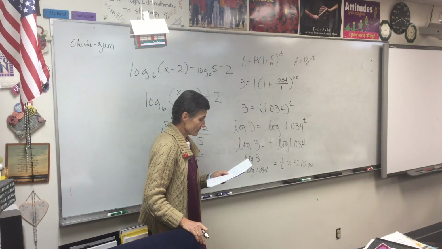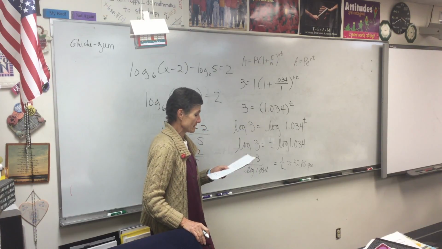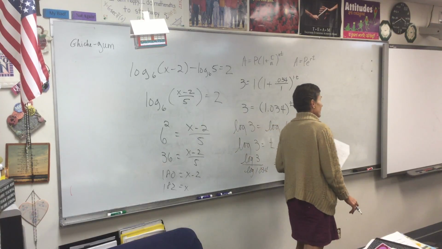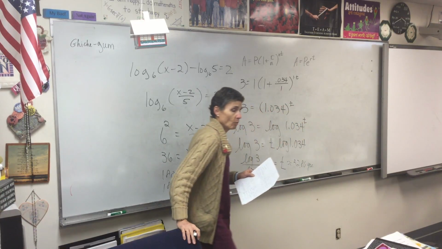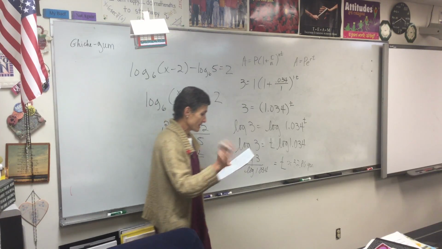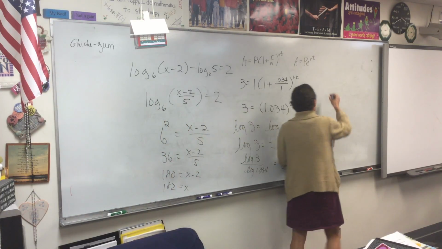Number 7, easy problem. No work necessary for number 7. What's the answer? 2. Remember, an ln and an e back to back always cancel out. So that just says x equals 2.